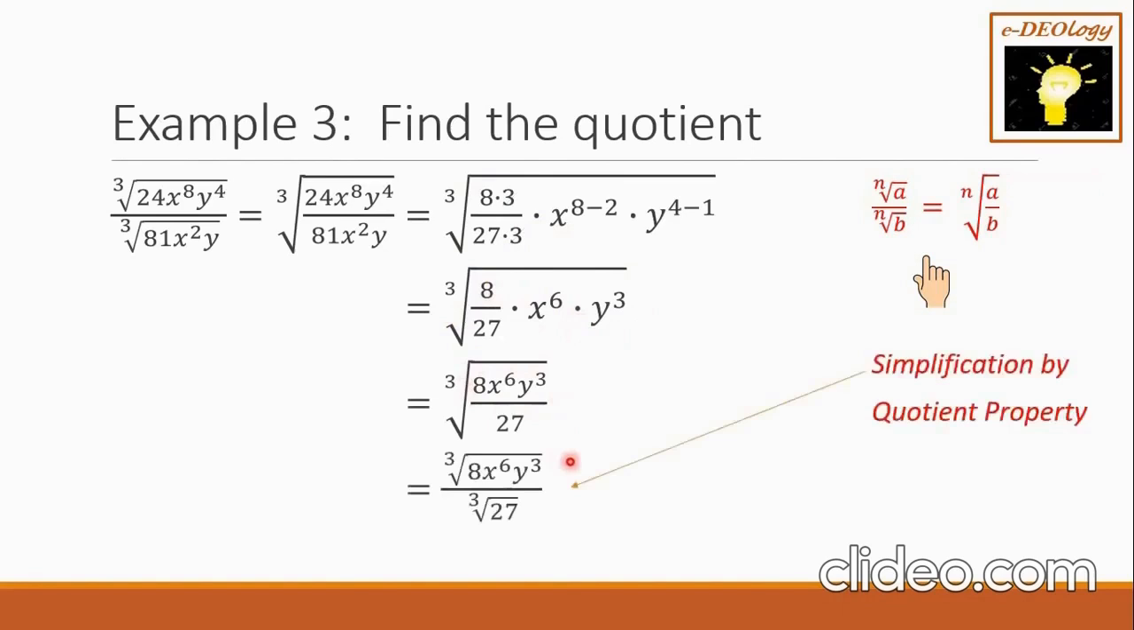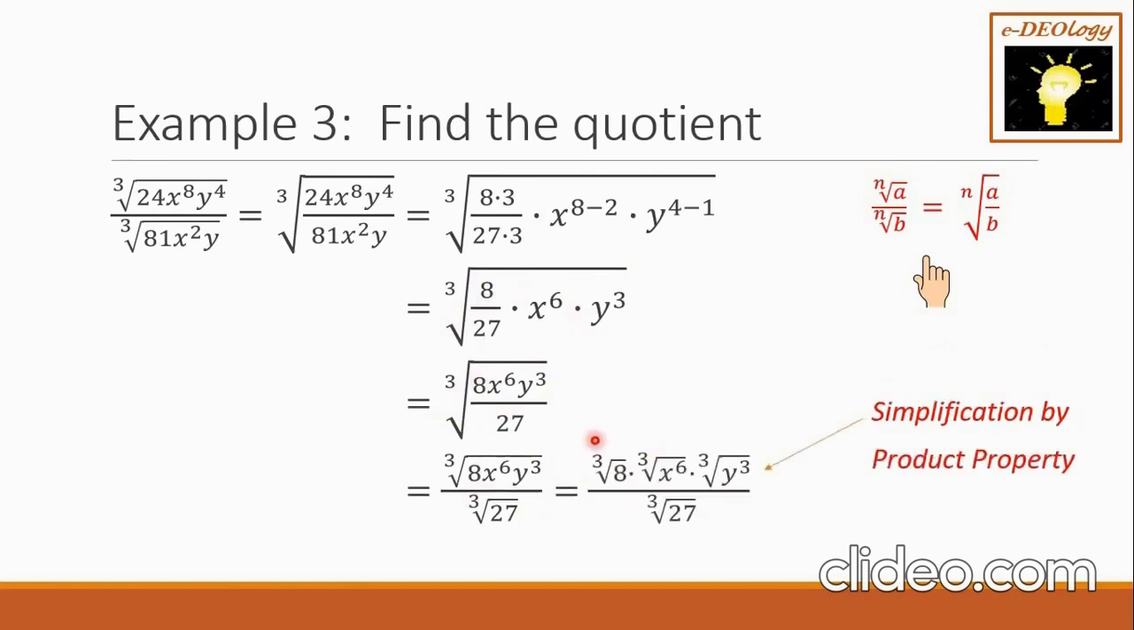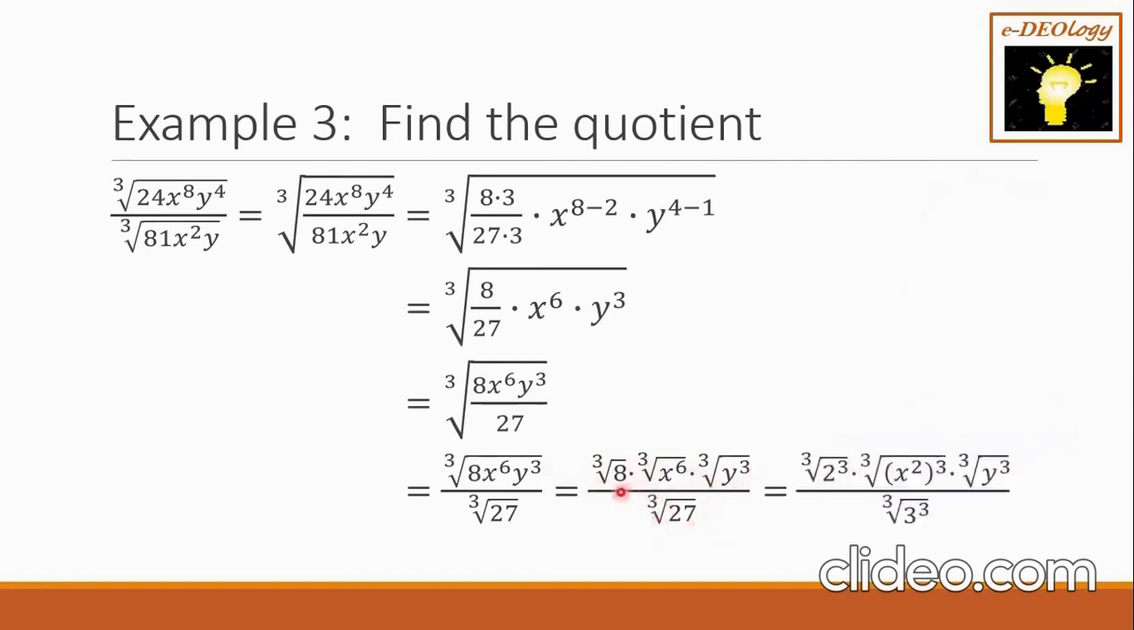The next step is we're now going to simplify by quotient property. It means we're going to distribute this radical sign, the cube root, into the numerator and in the denominator. And then we're going to use the product property to simplify by distributing the cube root to each of the factors. So we have the cube root of 8 times the cube root of x raised to 6 times the cube root of y cubed. Then in the denominator, still our cube root of 27 is there. We're going to show this 8 to be 2 cubed. For the x raised to 6, we're going to show that to be a power of 3. And then the x squared will be inside this grouping symbol.